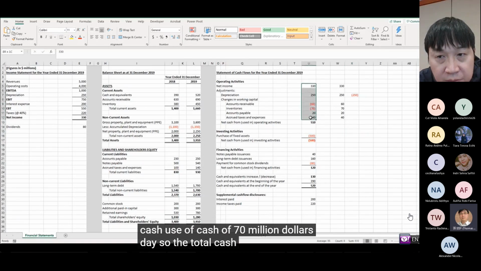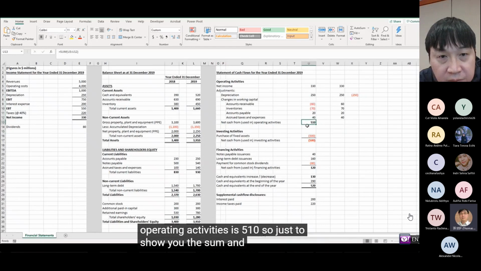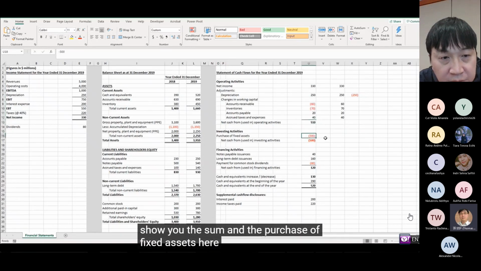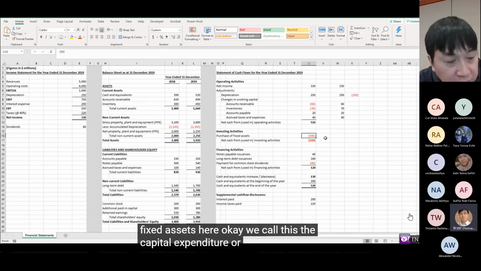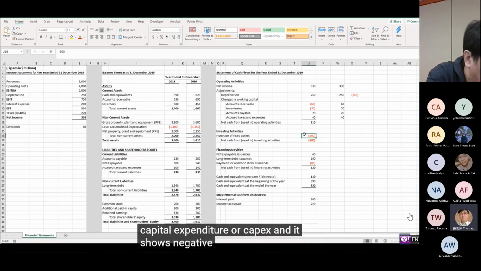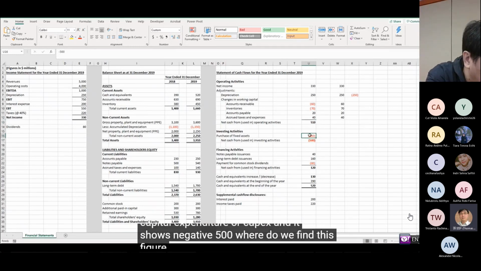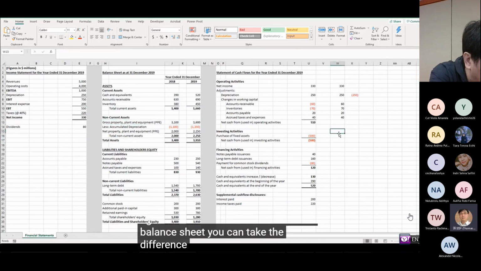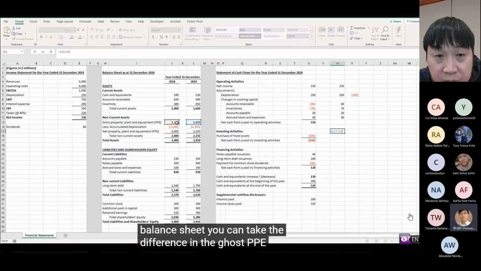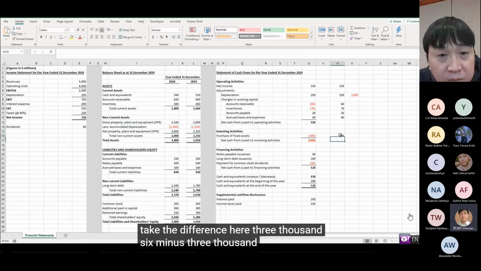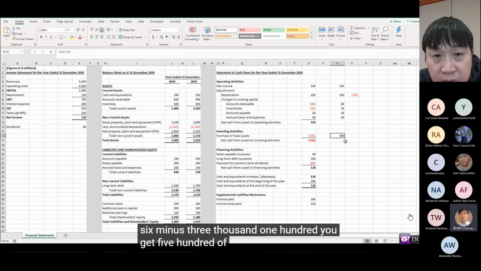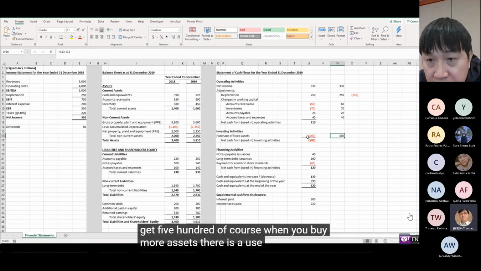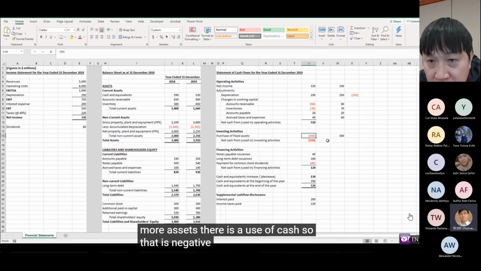So the total cash flow from operating activities is 510. So just to show you the sum. And the purchase of fixed assets here, we call this the capital expenditure or capex. And it shows negative 500. Where do we find this figure? In the balance sheet, you can take the difference in the gross PPE. So if I take the difference here, 3600 minus 3100, you get 500. Of course, when you buy more assets, there is a use of cash, so that is negative 500.